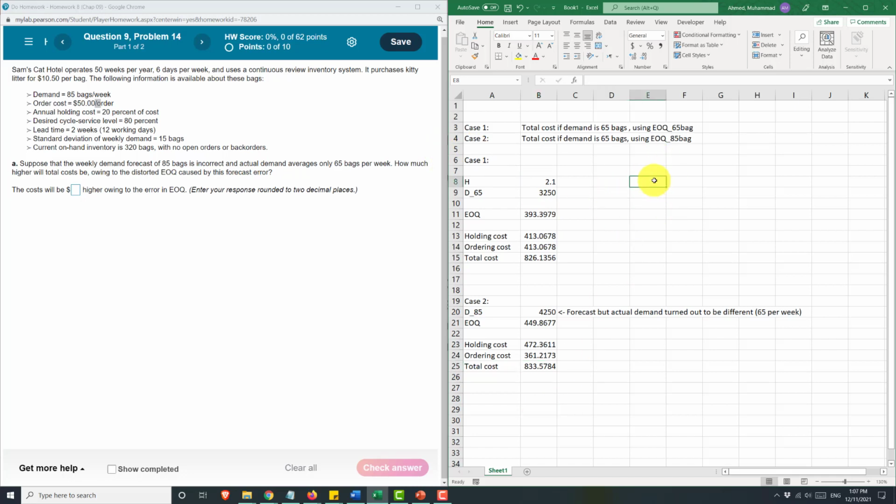So look at the magnitude of the forecast versus actual demand. Forecast was 85, actual demand was 65. In terms of MAPE, that's an error which is a 30% forecast error. So we make a 30% forecast error, and look how little our cost goes up.